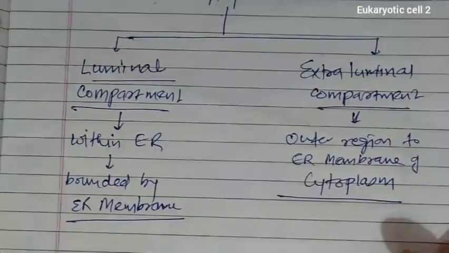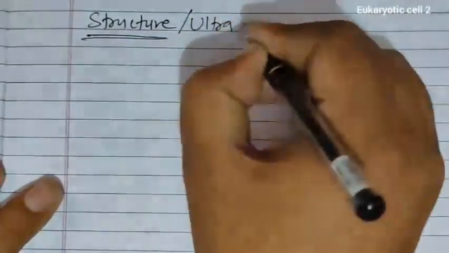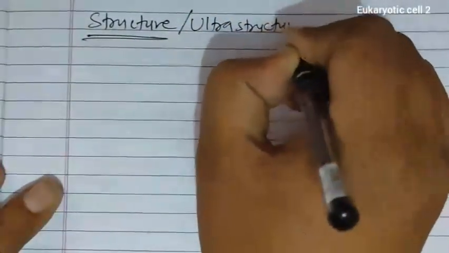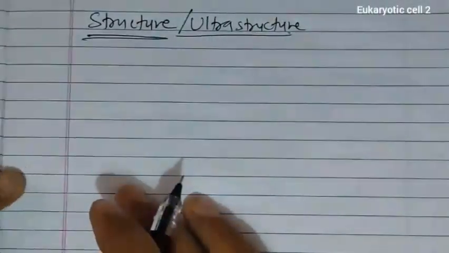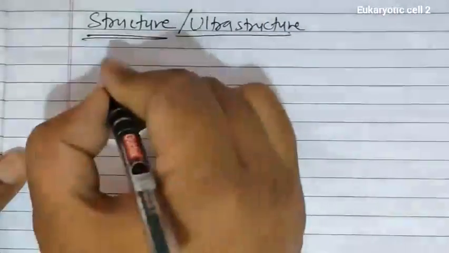Now next we come to the structure. Structure consists of three parts. Actually it is known as ultrastructure, that is a detailed structure. Now this ultrastructure is composed of three kinds of structure.